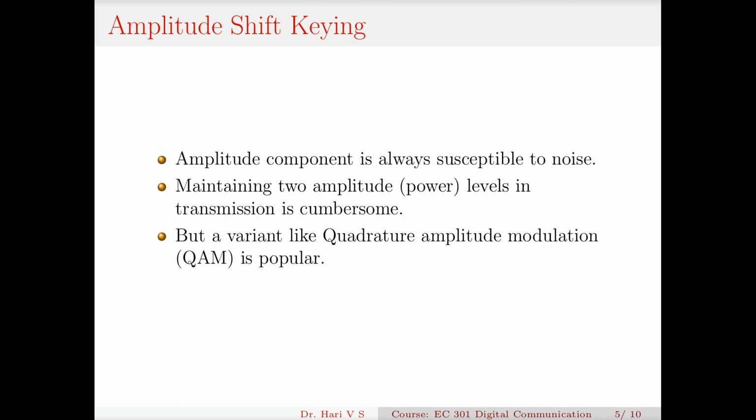Now, as you all know, the amplitude component is always very susceptible to noise. If you remember amplitude modulation, the analog modulation, it's highly susceptible to noise. So it is quite noise prone. Also, maintaining different power levels, different amplitude levels in transmission is a very cumbersome procedure. So ASK is rarely used, but a variant of that called quadrature amplitude modulation is very popular. Unfortunately, I think this is not included in your syllabus.